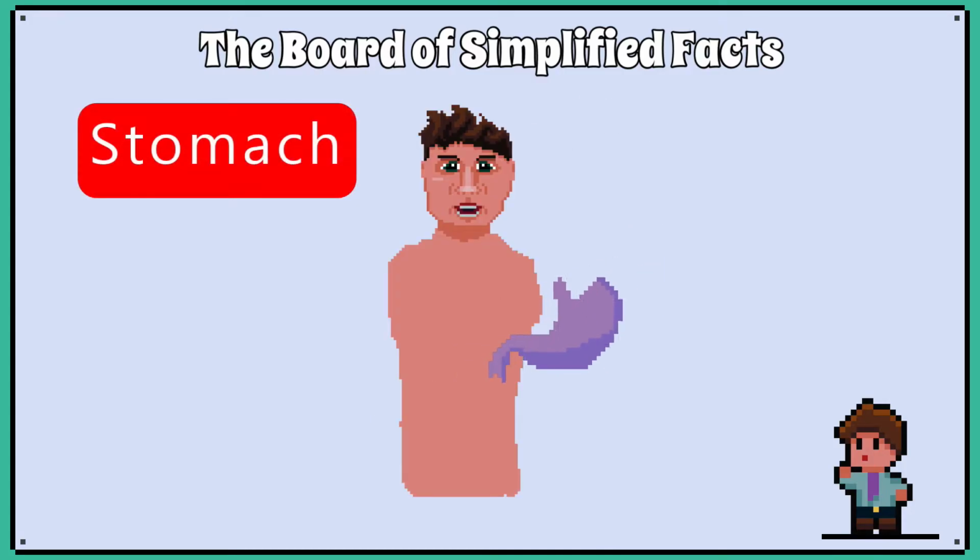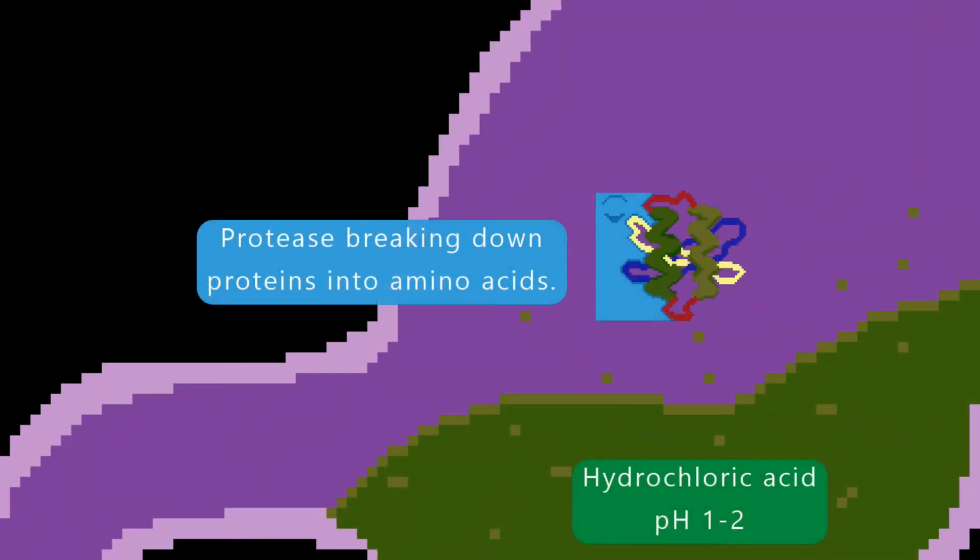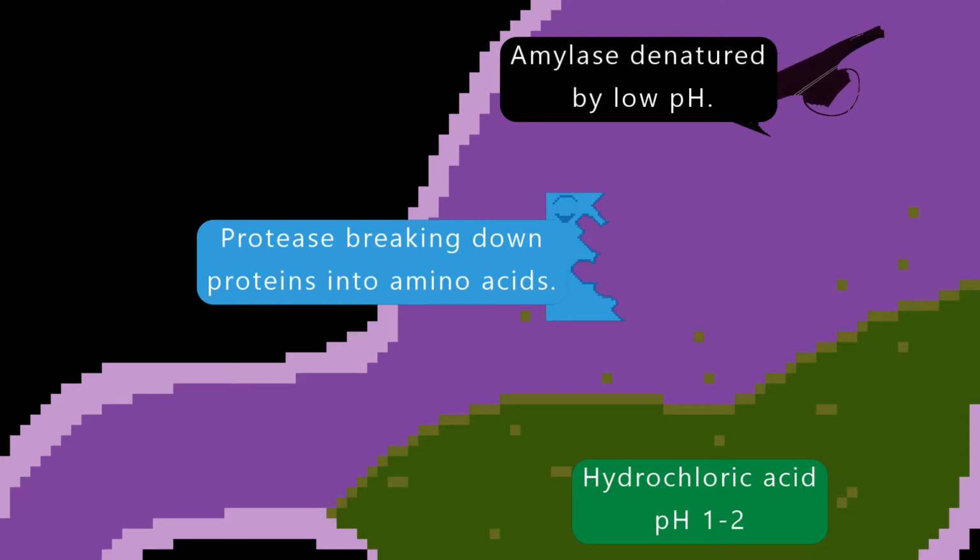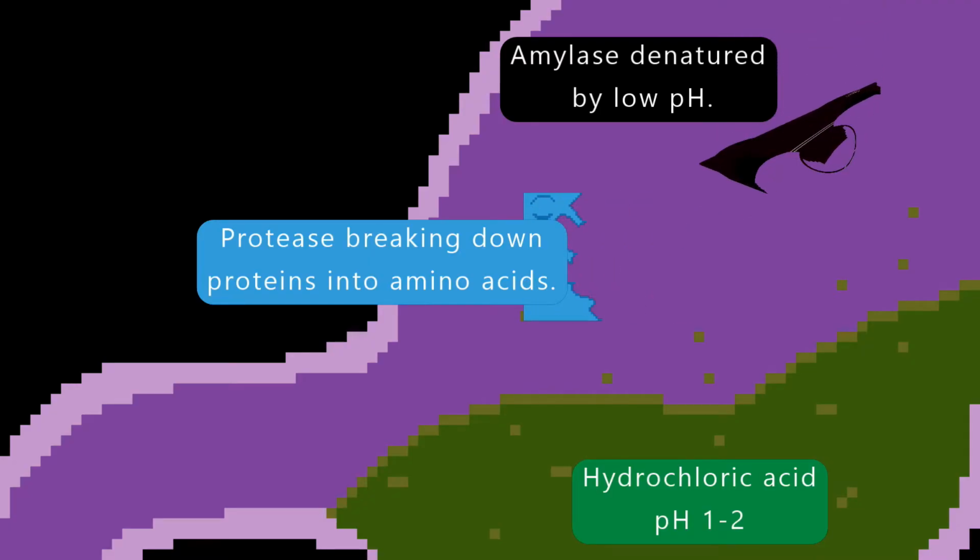The food then enters the stomach, where proteases are secreted, so proteins are broken down here. The amylase from the saliva, if it makes it to the stomach, denatures, because the pH in the stomach is around 1 to 2, due to the presence of hydrochloric acid.